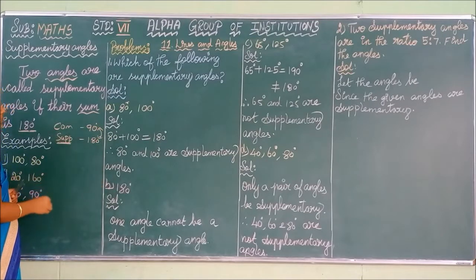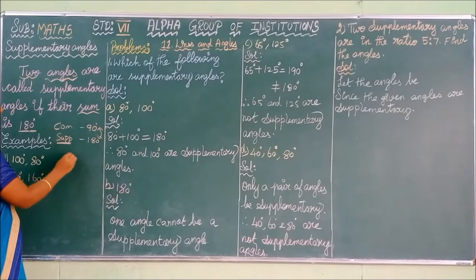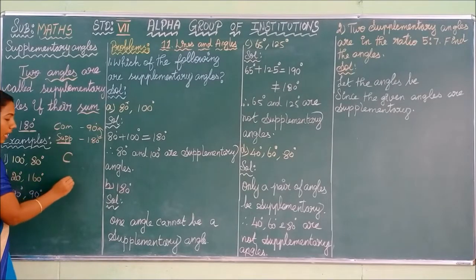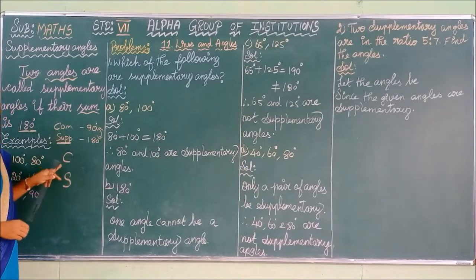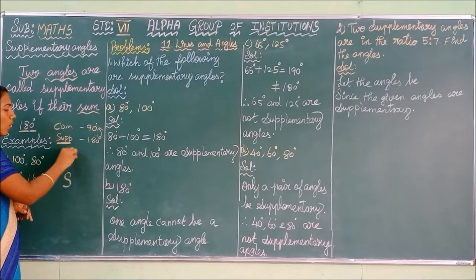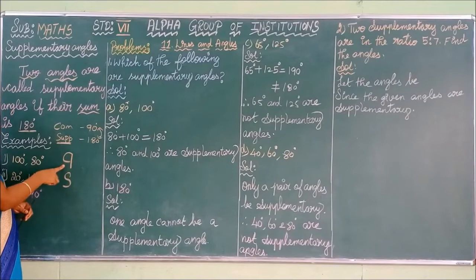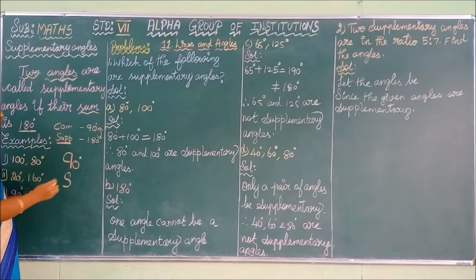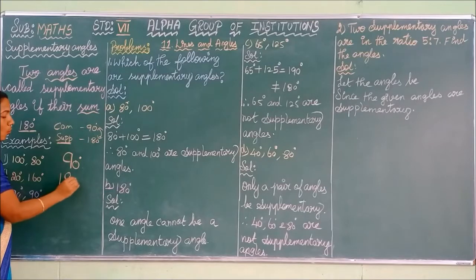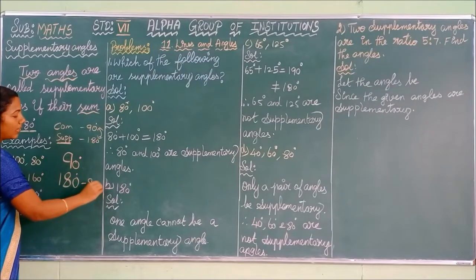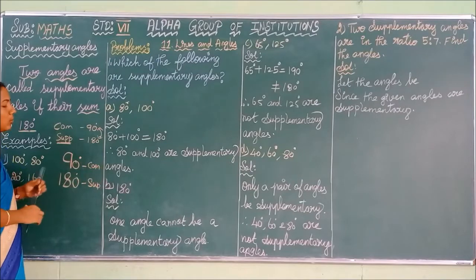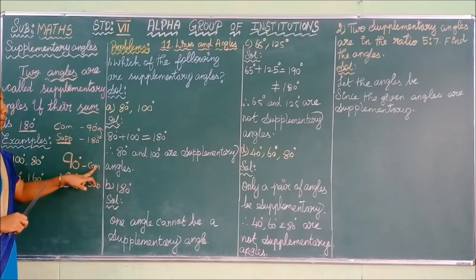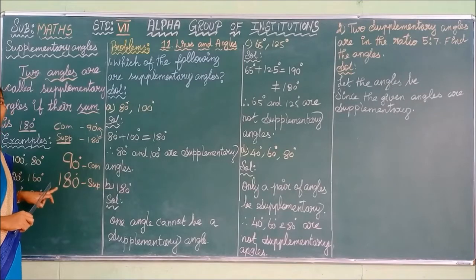To avoid the confusion, I give you a hint, children. See here, C for complementary and S for supplementary. Now add 1 to this C, so it becomes 9. So complementary means 90 degree. Now you have to add 1 cross 1 to S, so it becomes 8. So 180 degree means supplementary, 90 degree means complementary. Use this hint to remember: complementary means 90 degree, supplementary means 180 degree.